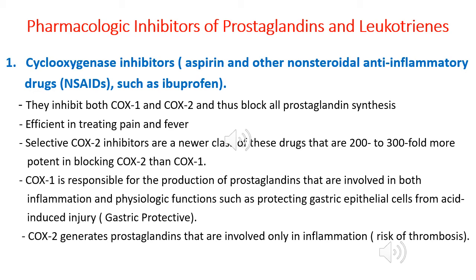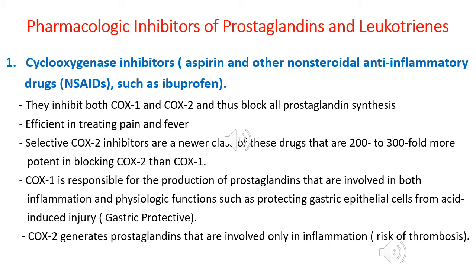Now, what are the pharmacological aspects of these chemical mediators of inflammation? So we do have the pharmacological inhibitors of prostaglandins and leukotrienes. As we said, the good and better understanding of all these arachidonic acid metabolites has actually facilitated the discovery and the formulation of specific antagonists or inhibitors of these mediators.